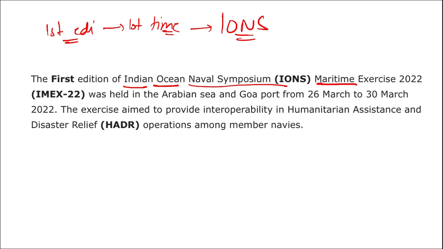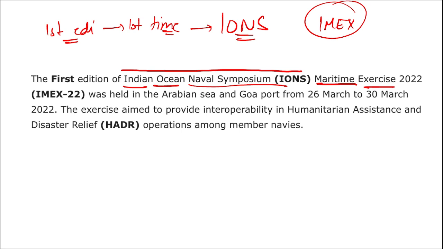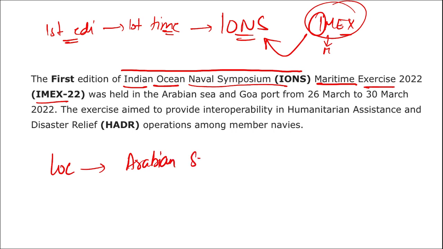Maritime Exercise. So first of all, you should know the full form of IONS. And if I put IMEX, it stands for IONS Maritime Exercise. EX is for exercise, M is for maritime, and I here stands for IONS, and IONS stands for Indian Ocean Naval Symposium. Then you should know where this IMEX was conducted. It was conducted in the Arabian Sea location.